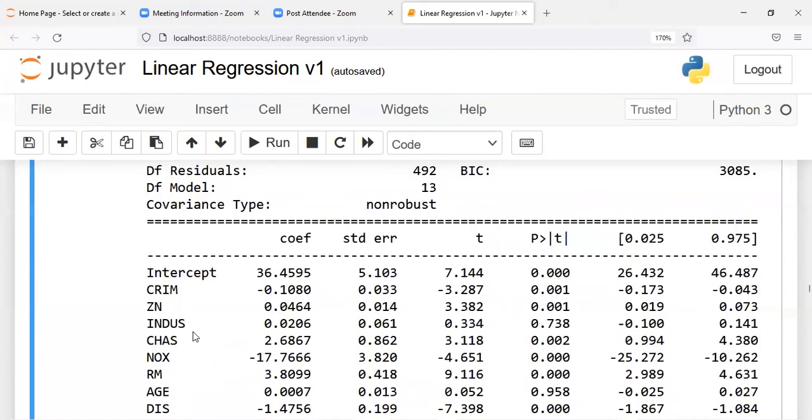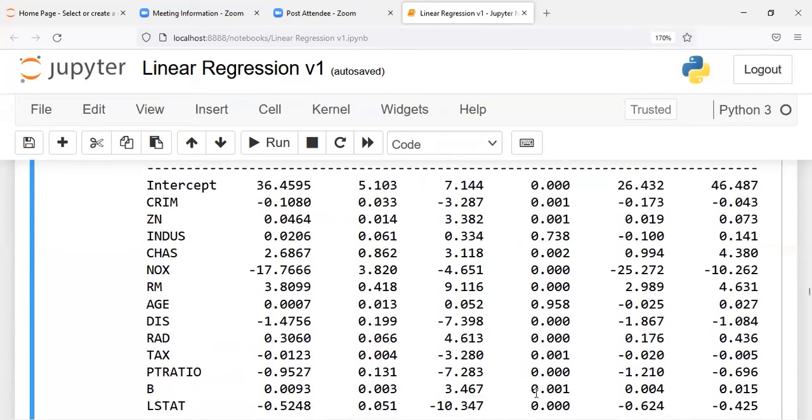For example, if you look at the variable Indus, this has a p-value of 0.73, which is clearly bigger than 0.05, and hence Indus variable is insignificant. We can go ahead and drop this particular variable in the next step. Similarly, I can see the p-value is reported as 0.95 for the variable age, and hence the variable age is also insignificant.